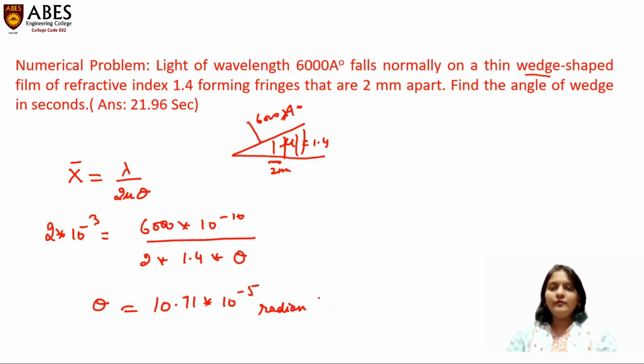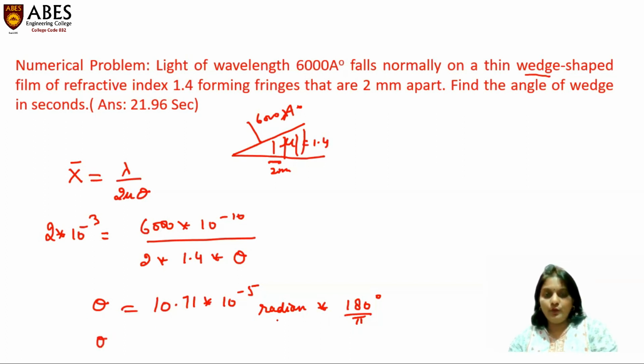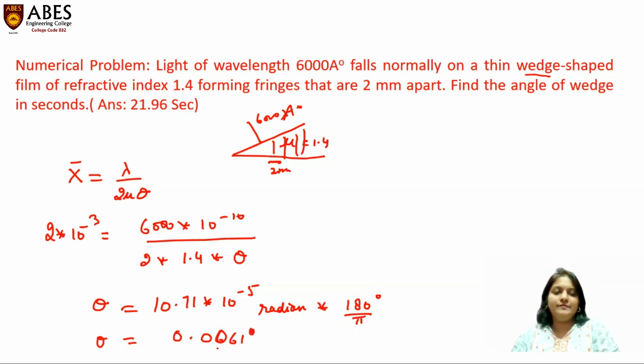So we want the angle of the wedge in seconds. To convert into degrees, multiply by 180 degree upon pi. So from the radian, we will switch to the degree. So theta will be 0.0061 degree. You got the answer in the degree.